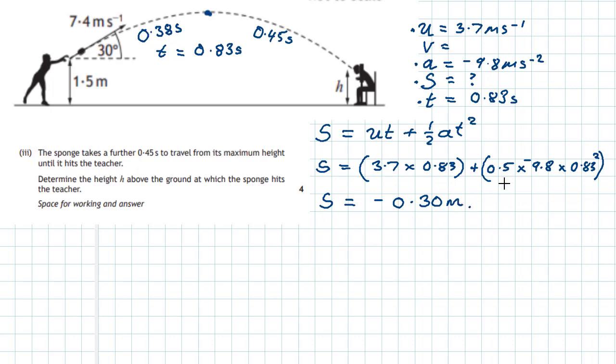Now at this particular stage you might be thinking you've done the calculation wrong. Why should I get a minus displacement? But remember, you can get a minus displacement. That just tells us that the displacement is going to be downwards from the starting point.